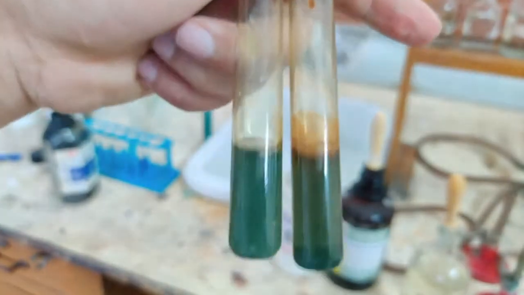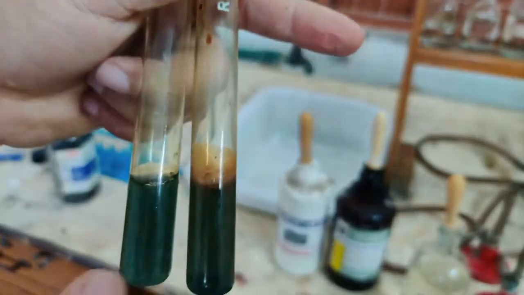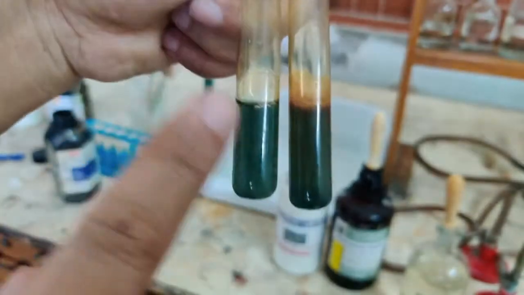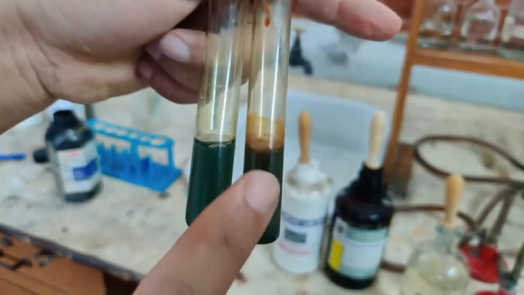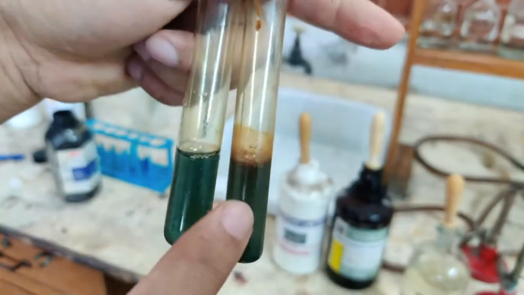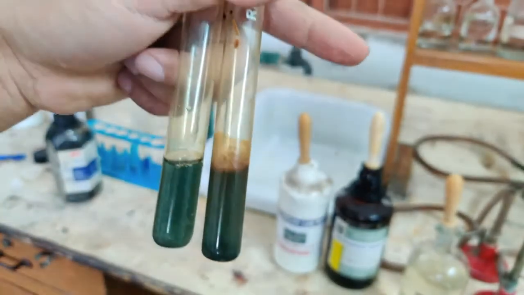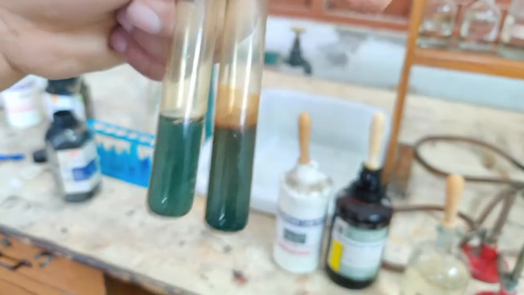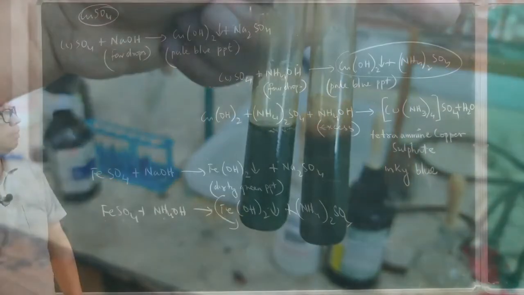This is the test of ferrous. Again I will say what happened with ferrous. In the ferrous test, when you added a few drops of sodium hydroxide, a dirty green precipitate was formed, and when you added excess, the precipitate was insoluble. Same thing happened with ammonium hydroxide. When you added a few drops of ammonium hydroxide, the precipitate formed was dirty green, but when you added excess, again in this case also it was insoluble. So it was insoluble in both cases.